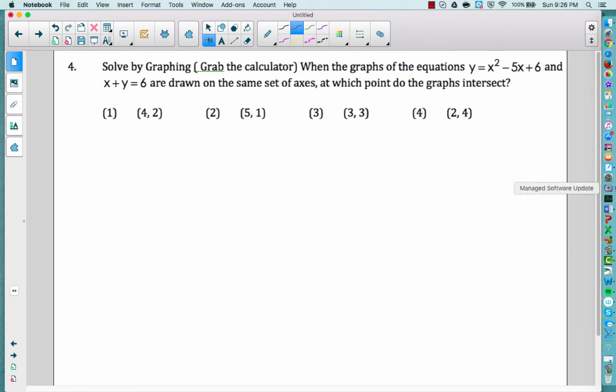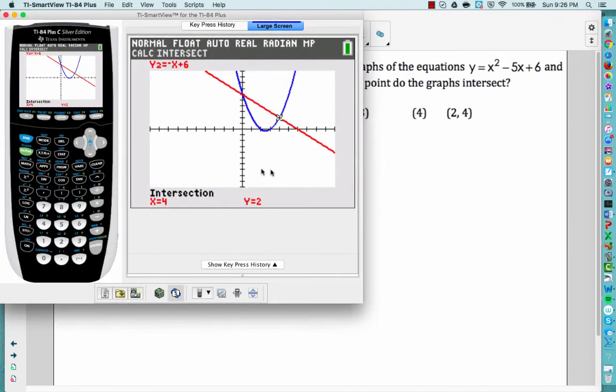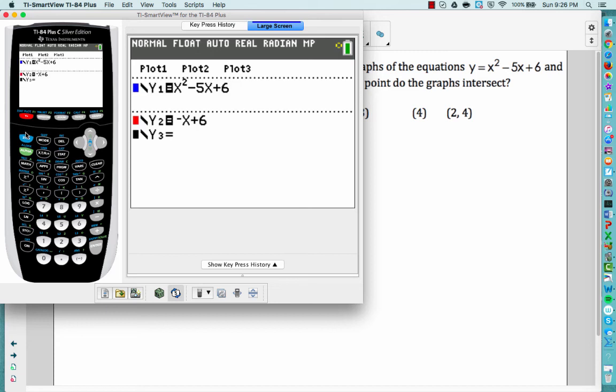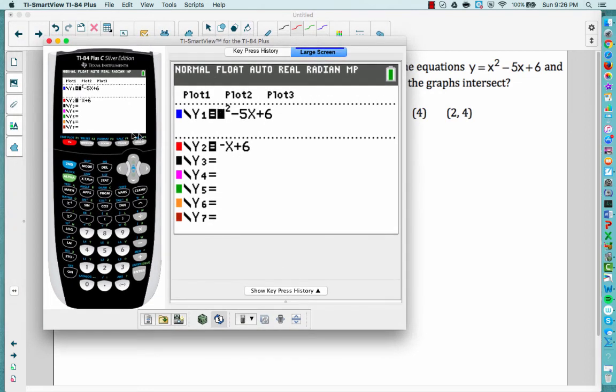All right, so the last thing I want to show you is how to do this on your calculator, because we just did it algebraically, but the calculator actually can be really easy. So if you can get your calculator out, the first thing we're going to do is go into the y equals. Up in the top left corner, you can see the red button on the screen. And you're going to plug in the equation x squared minus 5x plus 6.